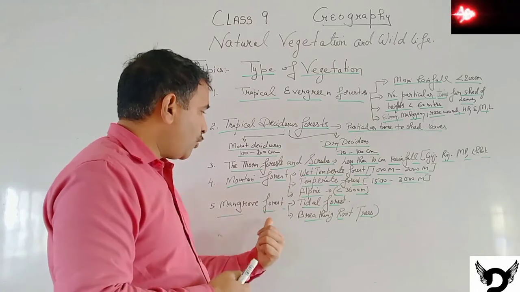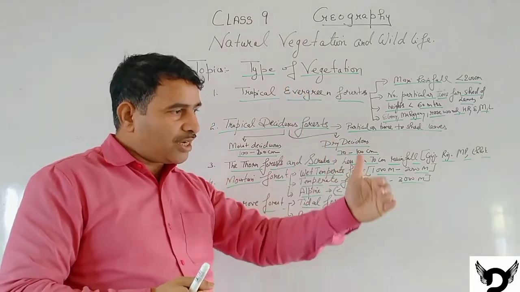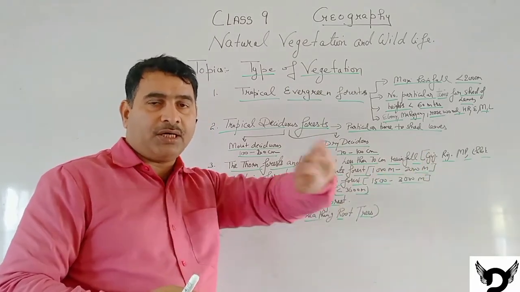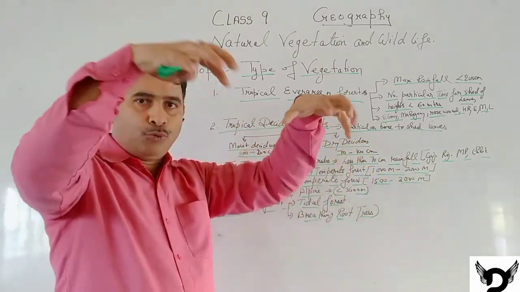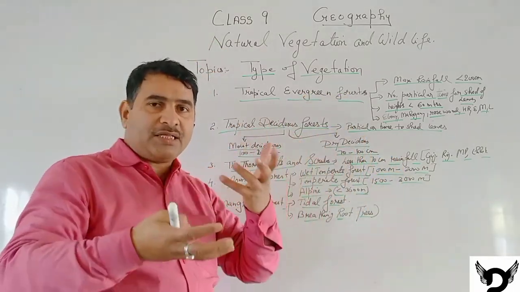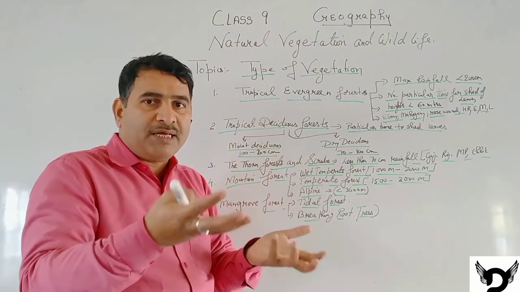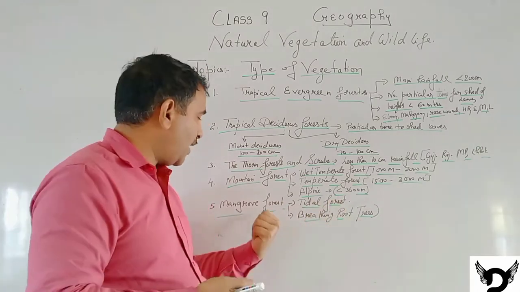Last one to discuss is mangrove forest. Mangrove means tidal. Tidal means the places or the trees which are near the coastal areas where the water used to come and wash away the soil. And the roots are seen as the breathing ones. They are uprooted and they are seen as the breathing ones. They are taking breath. So they are also known as breathing root plants. So tidal forest and breathing root trees can be seen in the mangrove forest.